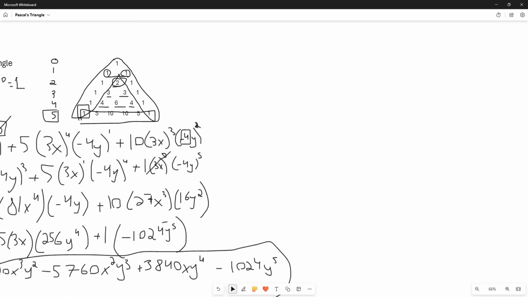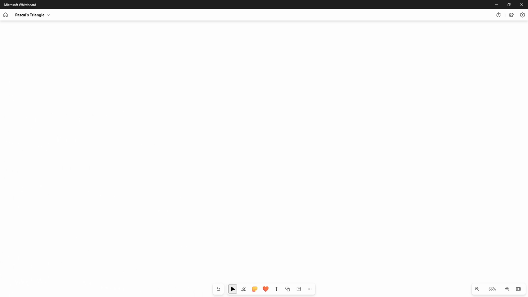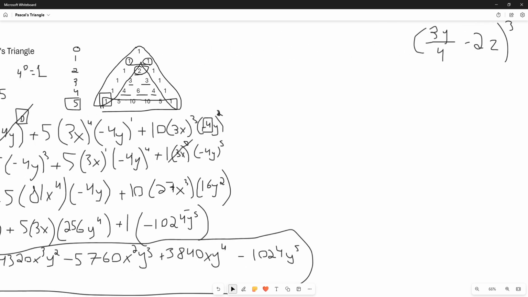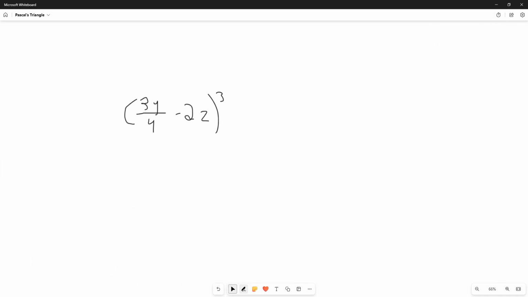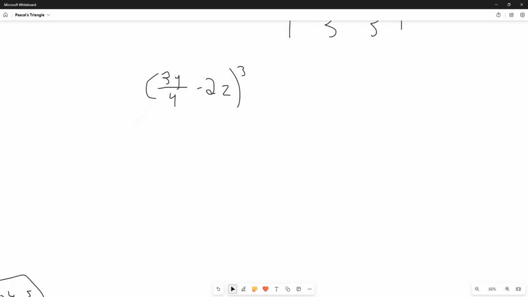We have another type of question which would include more thinking. So now let's say we have 3y over 4 minus 2z to the power of 3. So let's refer back to our triangle. When we have a power of 3, it's 1, 3, 3, and 1. So let's just write it down over here for us. 1, 3, 3, and 1. Those are our numbers. So let's begin.